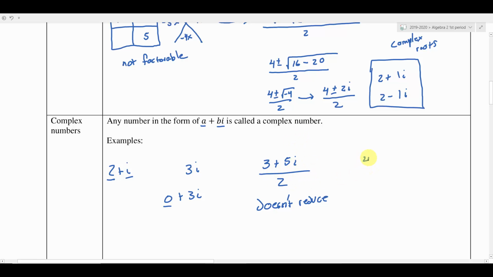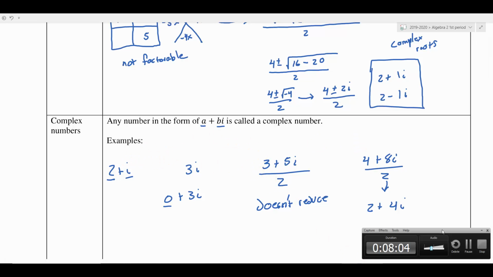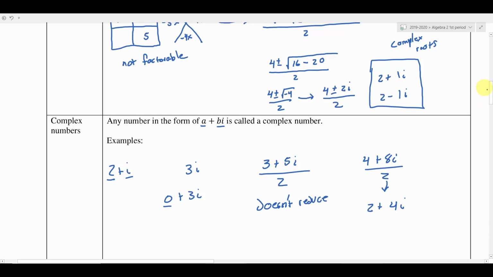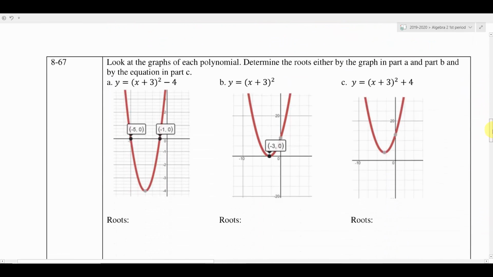Versus something like this, where if I had 4 plus 8i over 2, this one does reduce because the 2 goes into the 4 as well as the 8. So this one would reduce to 2 plus 4i. Okay, so this one does reduce, whereas this one doesn't. All right, so these are 4 examples of complex numbers and the different forms that we'll run into when we do these problems.